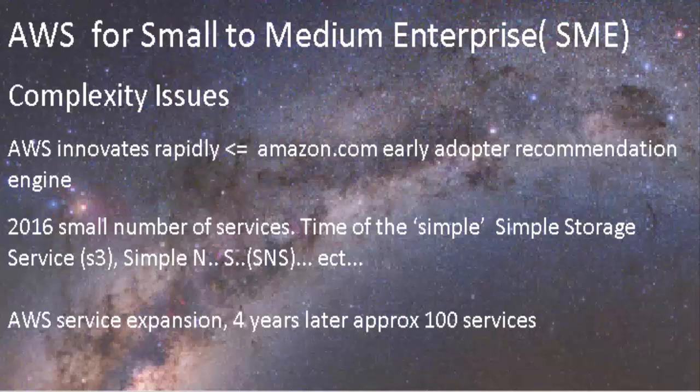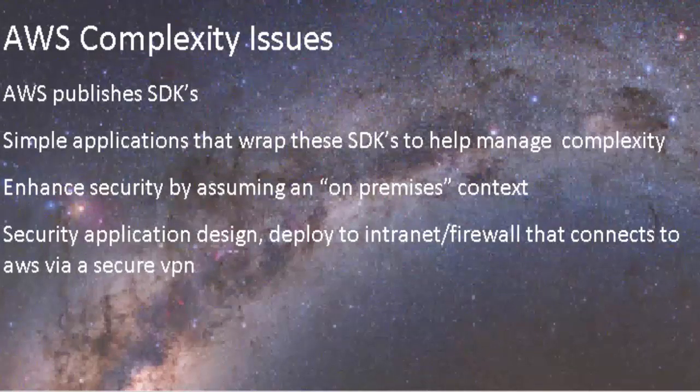Just as AWS gained a huge commercial advantage by adopting technologies such as recommendation engines before anyone else, we also need to take advantage of the commercial opportunities these innovations provide. The simple goal of these applications is to wrap an AWS SDK, then use that wrapper to manage complexity.